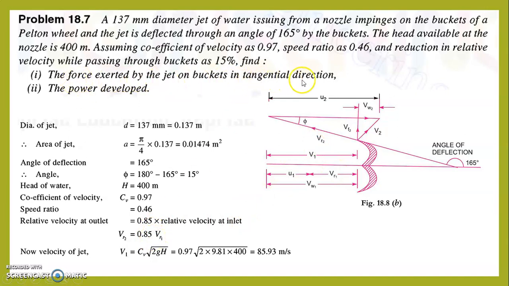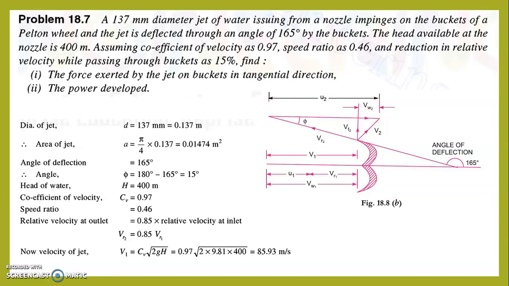Find the force exerted by the jet on the bucket tangentially. Normally we will be using the equation for power, rho a v1 (v omega 1 plus or minus v omega 2) into u. That is the equation for power, the work done per second. Here it is asked for the force. Work done is given by force into displacement. So the equation rho a v1 (v omega 1 plus or minus v omega 2) is multiplied by the bucket displacement u to obtain the power.